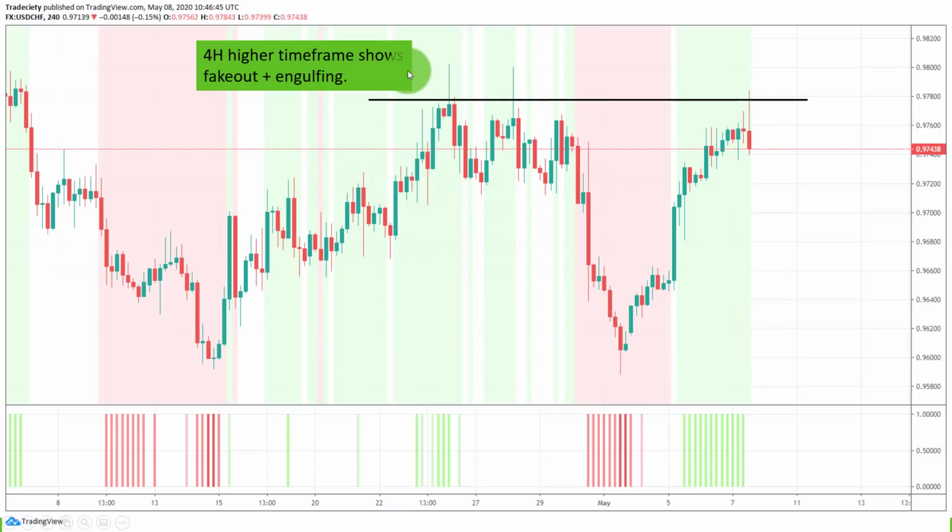This is a very interesting case study from this week. This is the 4-hour time frame, and we are going to use it with a top-down approach. So you can see here there's a big resistance level. The market traded back into it, gave us this engulfing candle on the 4-hour with a fake out. And here on the 4-hour, it is still green all the way. The background color is green. The histogram is already turning white, but the background is green.